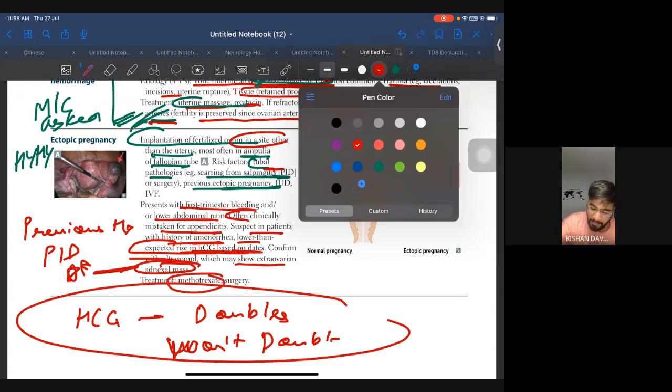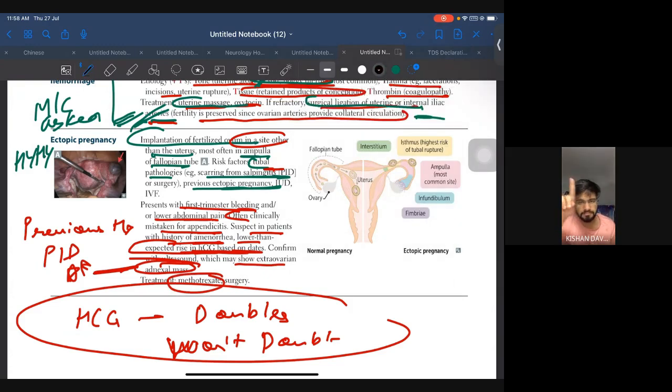So what all you need to remember here: PID, ampulla, previous history. Then you have to remember bleeding. Then HCG will increase, but not as expected. After pregnancy it usually doubles, but here there will be less than double. It will show an adnexal mass, confused with appendicitis, and the last point is treatment: methotrexate. Okay, so all these points are very important. So do this properly.